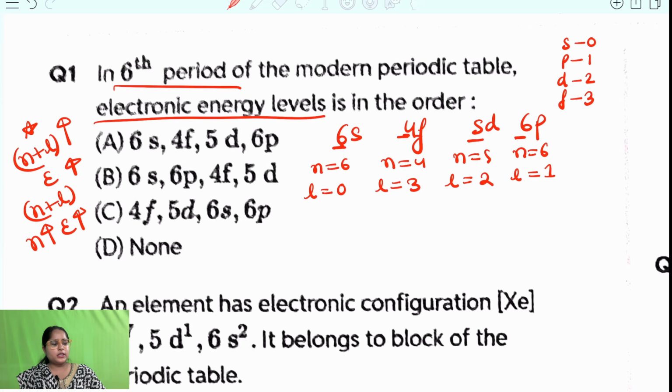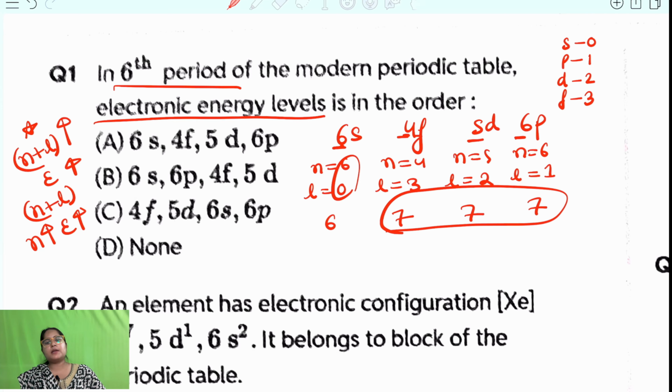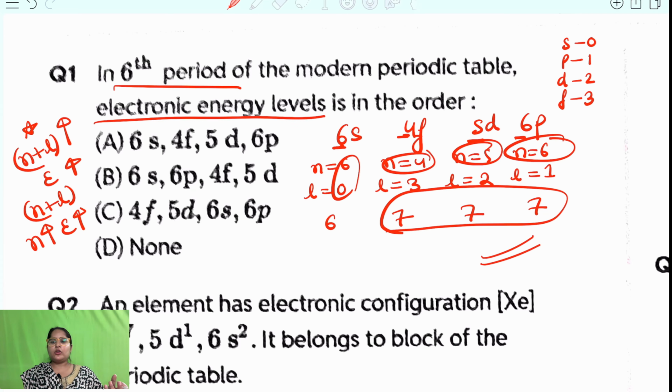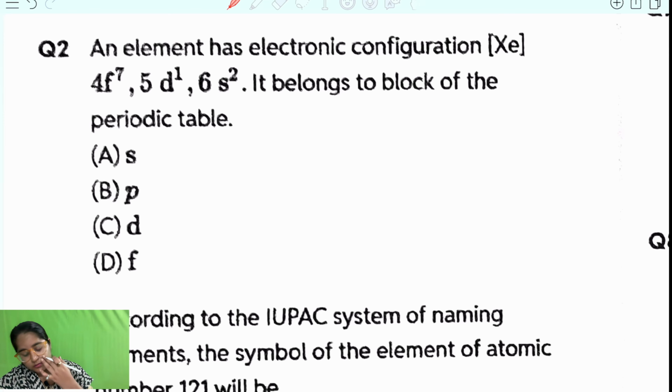Now 6 plus 0, n plus l is 6; 4 plus 3 is 7; 5 plus 2 is 7; 6 plus 1 is 7. Now you see n plus l value is same, then how will we check? The principal quantum number. The more the principal quantum number, the more will be the energy. This is the concept behind it. So I told you very quickly 6s, 6p, and in between 1 less d and 2 less f will be there. But how to arrange, actually this is the concept.